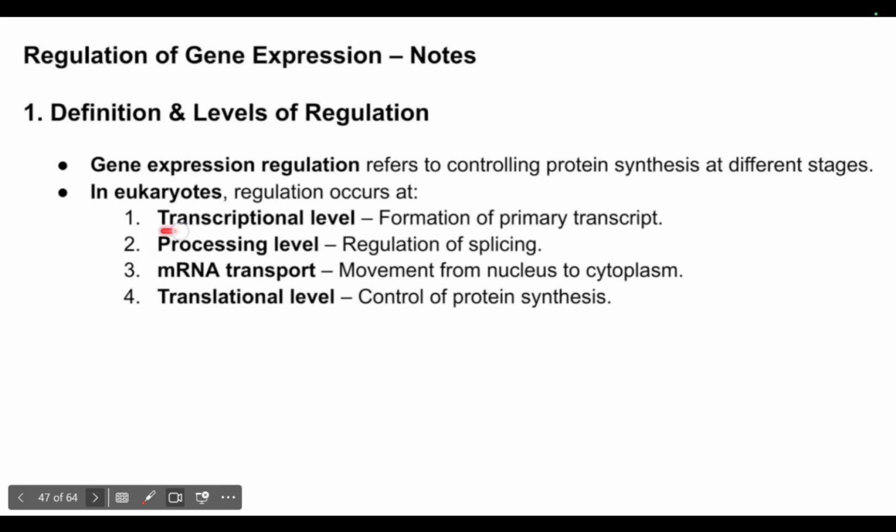it can occur at the transcriptional level, where the formation of the primary transcript, that is mRNA or hnRNA, is basically stopped. At the processing level, it means that during the hnRNA to mRNA formation it is regulated, or the mRNA which is formed is not transported from the nucleus to the cytoplasm. It can also be done at the translational level, that is, it controls protein synthesis by inhibiting certain enzymes which are helpful in protein synthesis.